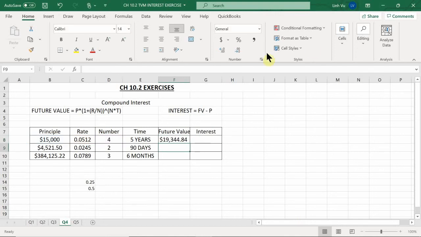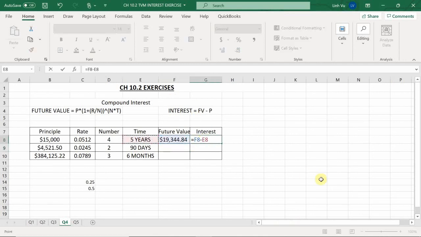$19,344.84. Good. Which then brings my interest to be $4,344.84. Good.